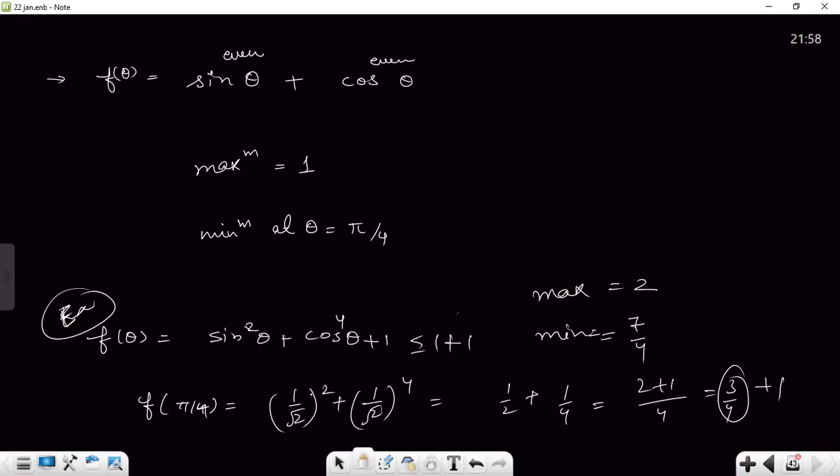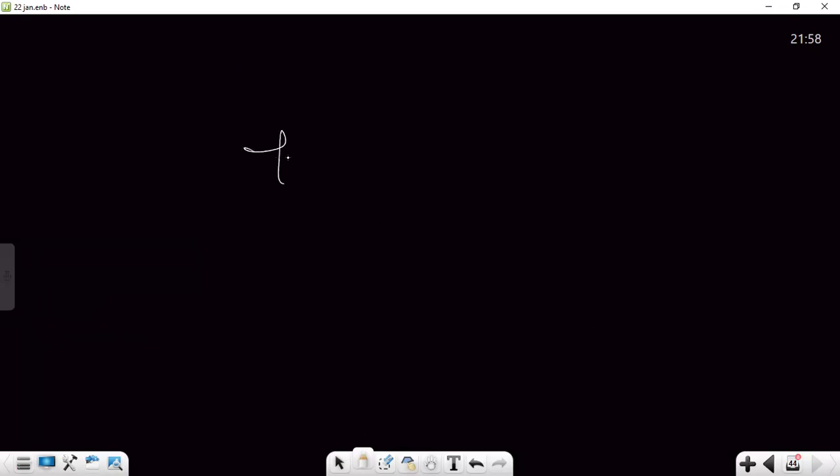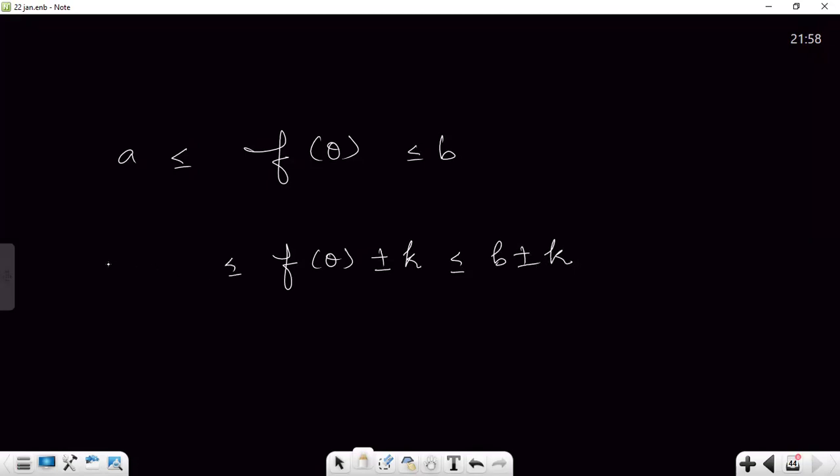So please don't worry when a constant is added or subtracted in any function. Let me repeat what I have just told you. If there is any function f of theta and its range you have calculated as a to b, and you have added or subtracted k, then simply k will be added or subtracted as per your respective operation. Simple. So let's take an example.